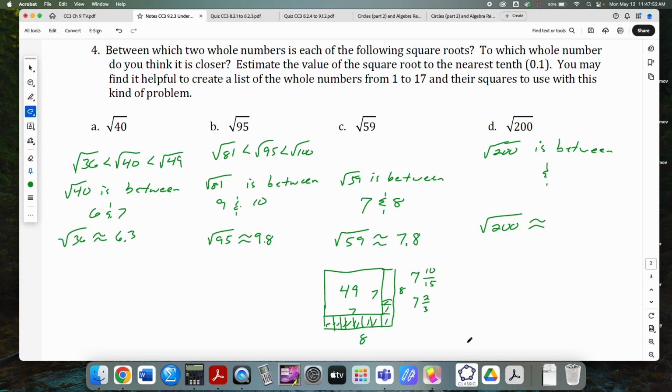All right, square root of 200 is between what and what? 14 and 15? It's a lot closer to 14 than it is to 15, isn't it? I would guess, what do you think? 14.1, 14.2? I would think like 14.1. Again, if you gave 14.2 for that, I'd be okay with it. All right, page 3.